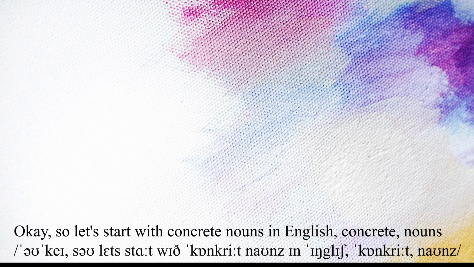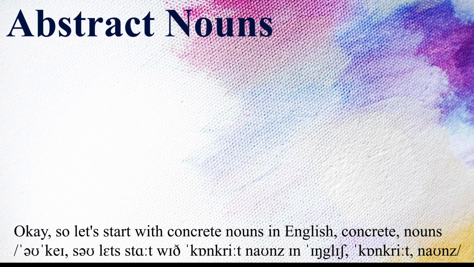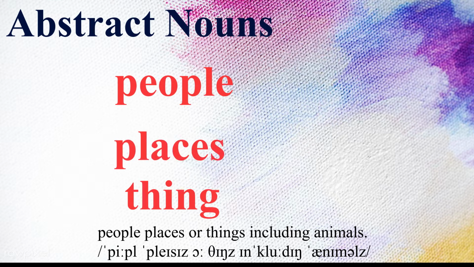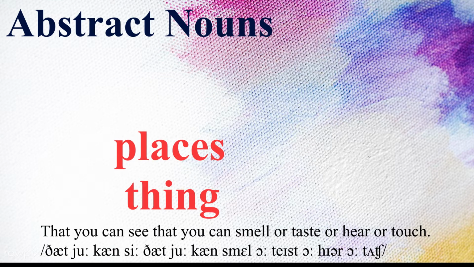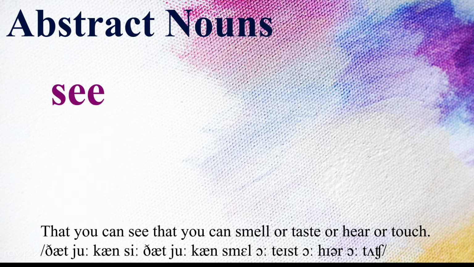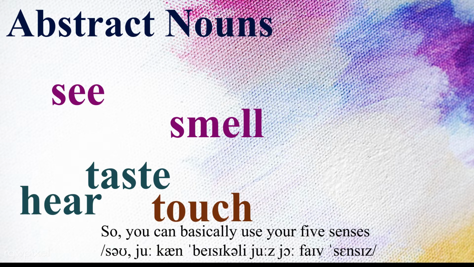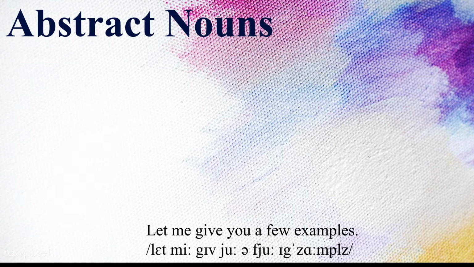Okay, so let's start with concrete nouns. Now in English, concrete nouns are people, places or things, including animals, that you can see, that you can smell or taste or hear or touch. So you can basically use your 5 senses. Let me give you a few examples.